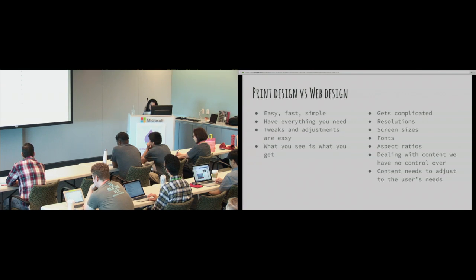But web design gets more complicated. Browsers render fonts differently. We have to consider different resolutions, aspect ratios, screen sizes, and dynamic content, including different languages. We pretty much need to deal with content that we don't control, but we have to style. And people want content to adjust to their needs. They want an article to be just as legible on their desktop as on their phone.